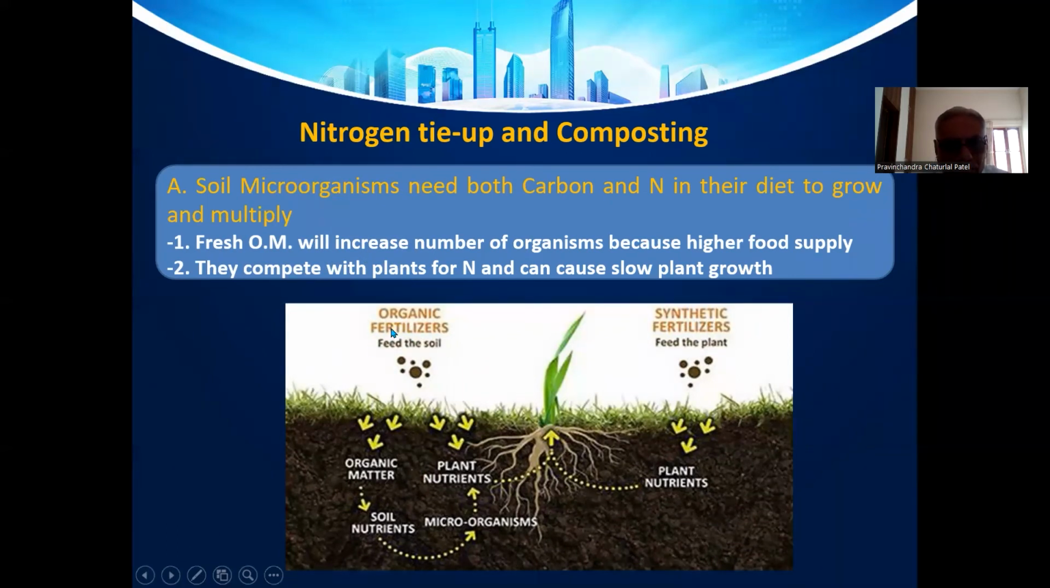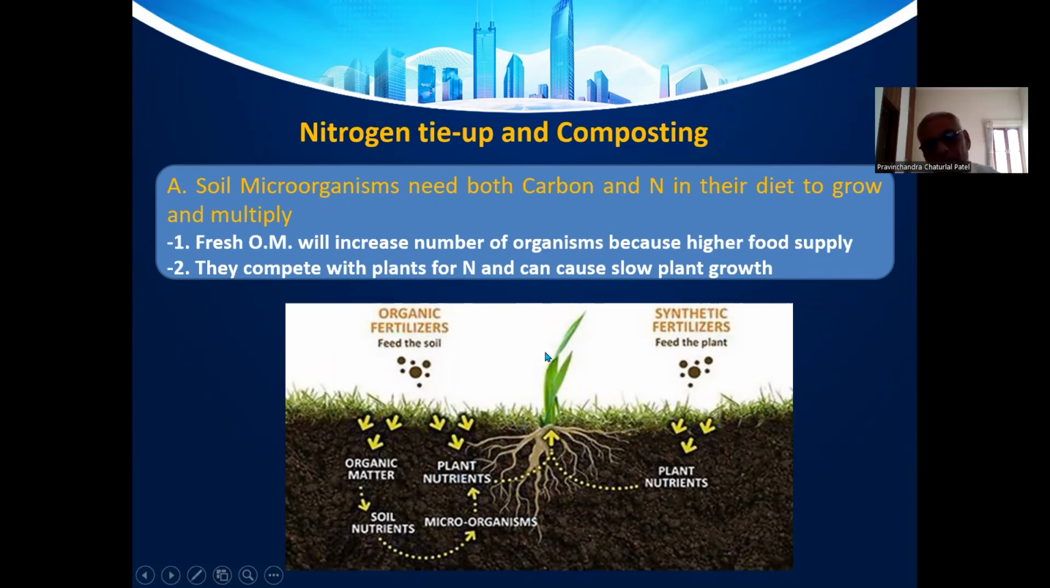So here, organic fertilizer feeds the soil. Synthetic fertilizer feeds the plant. So we should feed the soil through organic fertilizer. So here organic matter, plant nutrient, then soil nutrient and microorganism. You can see the cycle. Then plant nutrient.